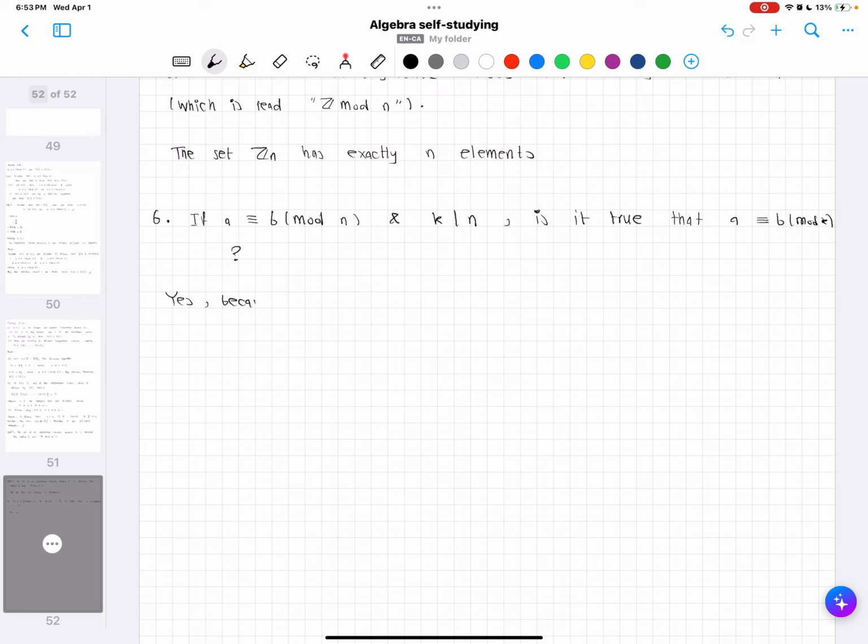Because if A is congruent to B mod n, then n divides A minus B. But you also have that K divides n, which in turn divides A minus B. So that means that K divides A minus B. And we're done.